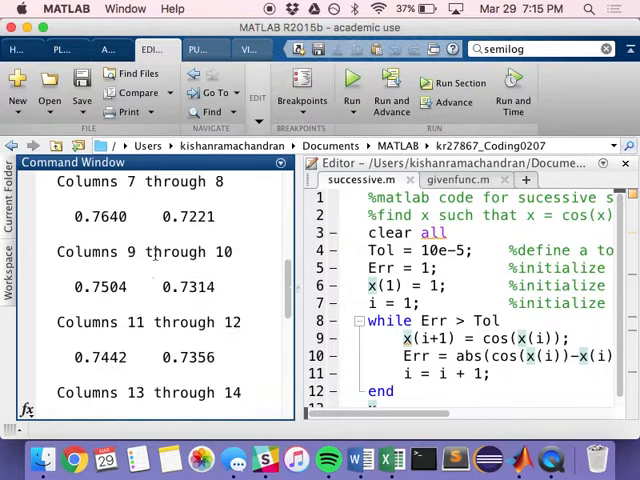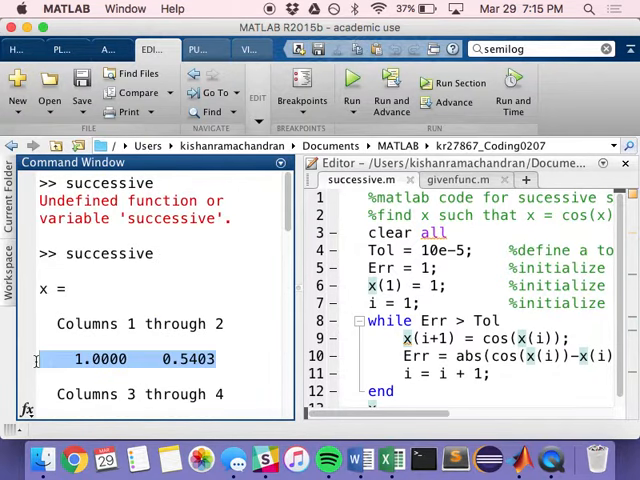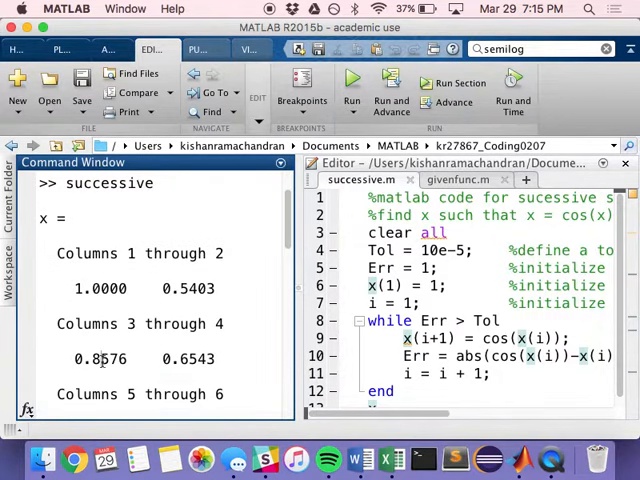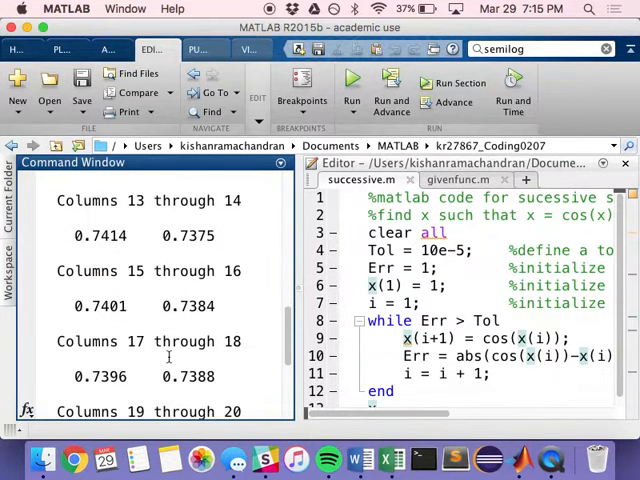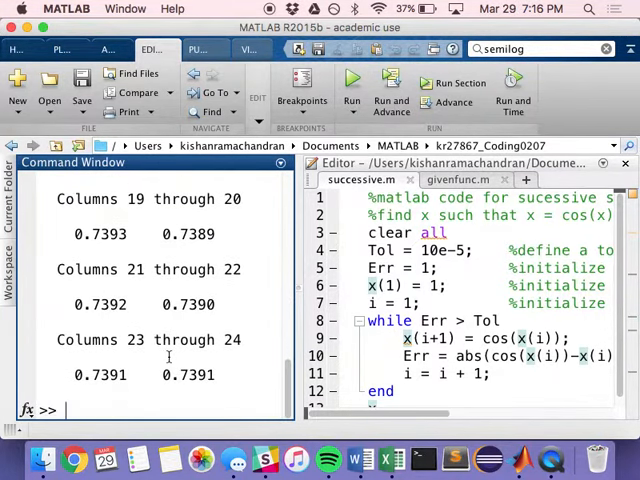Okay. So plug in 1, and it gives you the cosine of 1, which is that. Then it does cosine of that and gives you that. Cosine of that gives you that. Goes all the way through. And it keeps redoing it until it gets here. And then it goes, cosine of this guy is this guy.